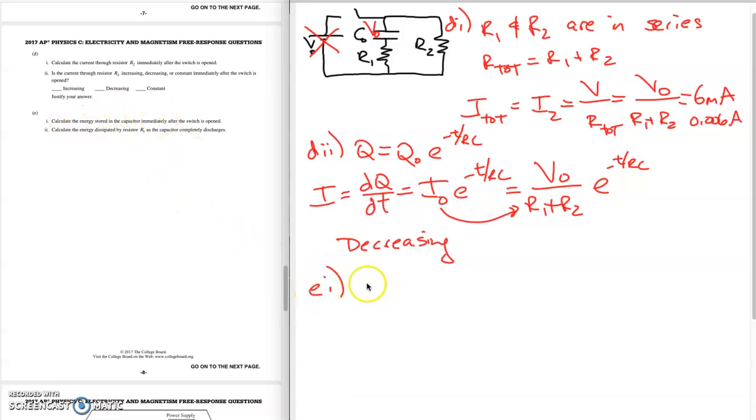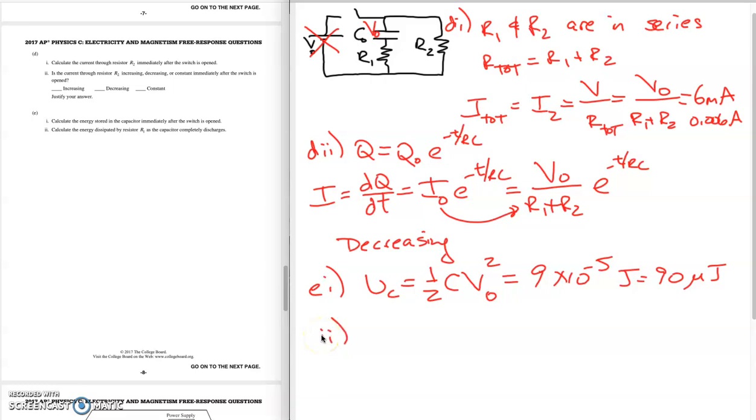The energy stored in the capacitor. The energy stored in the capacitor is 1/2 CV squared. And the instant after the switch is opened, it's still got voltage V0. When you plug in numbers, you should get 9 times 10 to the minus 5th joules, which we could turn into microjoules by moving the decimal point over 1, and we get 90 microjoules, because then that becomes times 10 to the minus 6th. For part 2, the energy dissipated by the resistor.